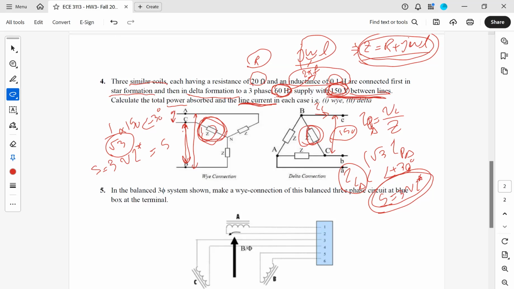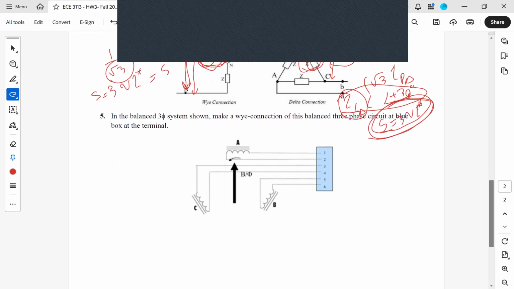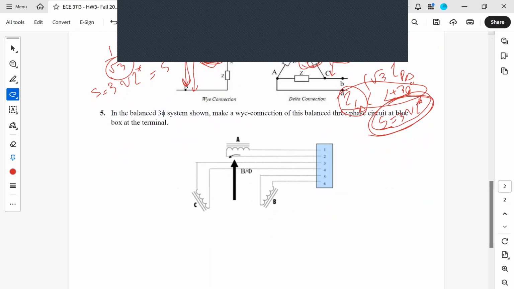But by changing the connection from star to delta, how could we affect the magnitude of the current and the magnitude of the power? I want you to think about that to see what is the significance of the delta connection and the Y connection.